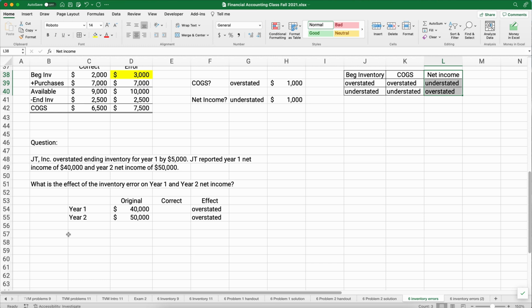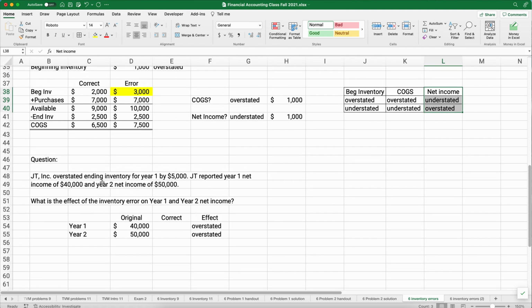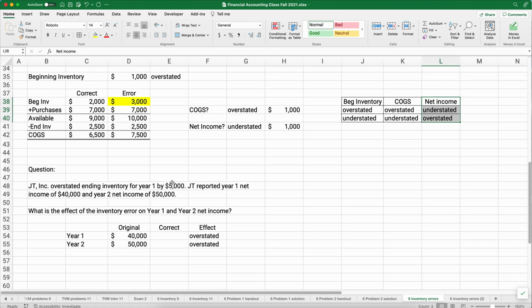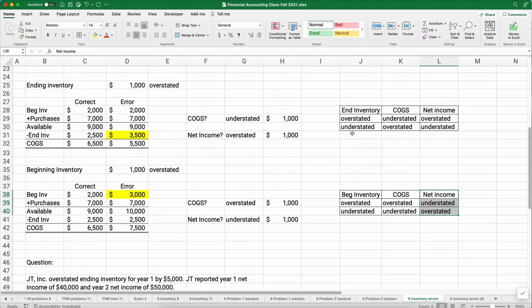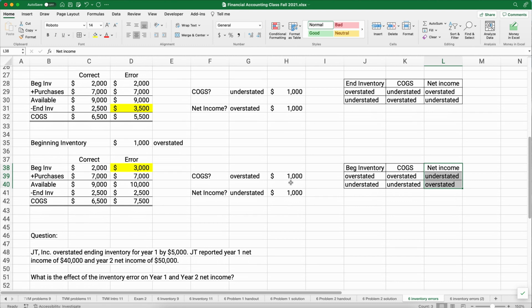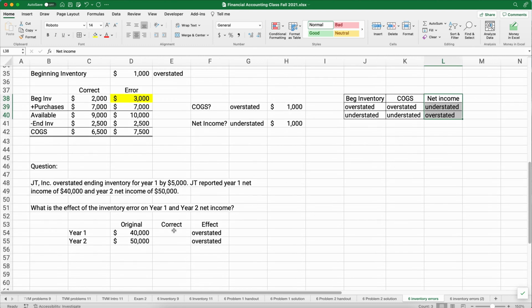So what would happen is, let's think about if ending inventory is overstated. Okay, let's go back up here. Ending inventory is overstated. That means your net income is going to be overstated. Okay, so we overstated inventory by 5,000. So to make it correct, we need to take 40,000 minus the 5,000. So the effect is we overstated net income for year 1. Okay, so the effect was we reported 40, it should have been 35.